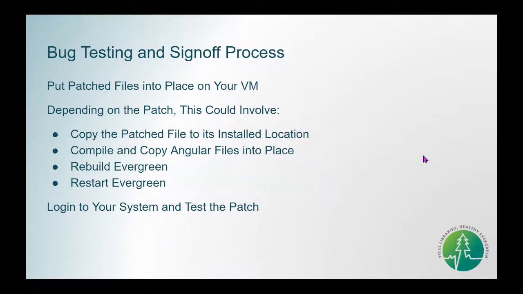So the next thing you need to do is make sure that the patch that you pulled down gets to the place where your running Evergreen system is using it. Depending on how complicated the bug is, it could involve something simple like copying the patch from one place to another on the server. We talked about the Angular files already. It could be just running the command to compile the Angular files and copy those into place. If it's a very complicated patch, you might have to rebuild Evergreen. My system manager, Martha Driscoll, gave me steps to do that once. And I did it once, but I don't have a cheat sheet for that here.